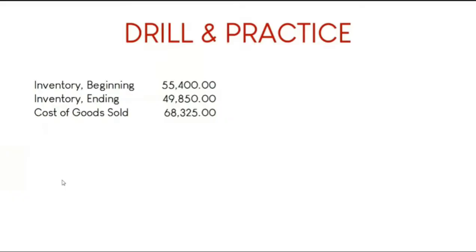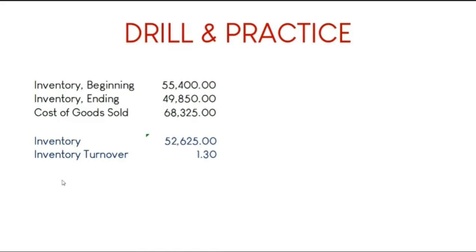So let's try solving for this. In this case, we have the inventory beginning and inventory ending. That means we need to get their average first. So 55,400 plus 49,850 divided by 2, we have 52,625. Then we use the cost of goods sold, 68,325 divided by the inventory, 52,625. We have an inventory turnover of 1.30.